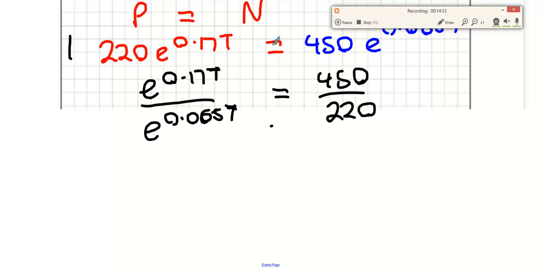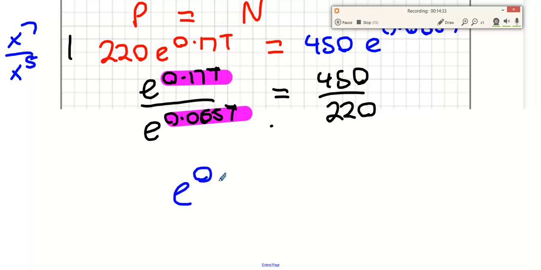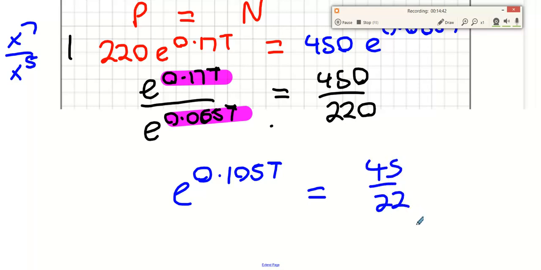And then on the other side I'm going to have 450 divided by 220. Because what's called the power rule? What's x7 divided by x5, anybody? What's x7 over x5? x2, isn't it? You take them away. So what are we going to do with the two of these then? Take the two of them away from each other, and what do we get? e to the power of, is it 0.105t? And equals 45 over 22. Just divided by 10, didn't I?